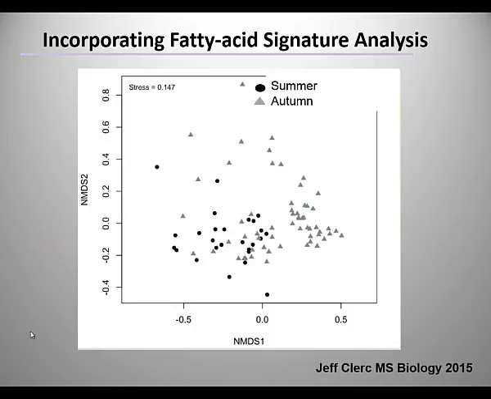Another thing that's been tried: Jeff Clerk was a master's student in biology at Humboldt State, and he used a very similar construct, thinking that the fatty acids incorporated into bats would differ between resident and migratory animals. And again, we see a picture which is a little bit suggestive of something, but not a very clear pattern. So what we're trying to do now is combine some of this fatty acid signature analysis with the isotopes from these exact same individuals to see if we can symbiotically improve our resolution there.